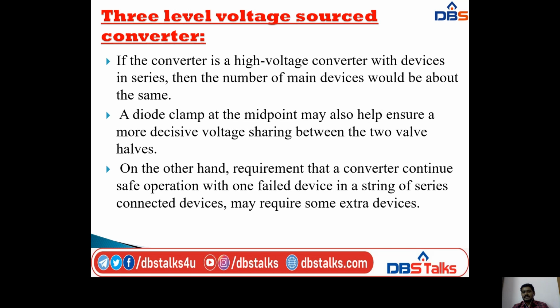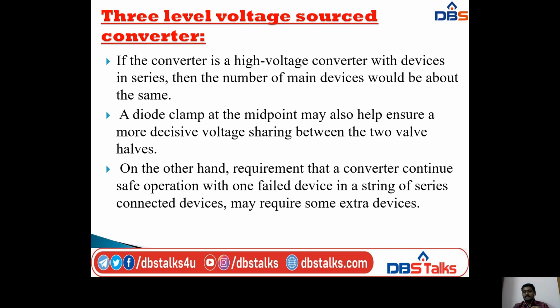Next, if we think that the converter is a high voltage converter with devices in series, then the number of main devices would be about the same. Whenever we take the converter as a high voltage converter with devices in series, the number of main devices would be about the same. And here we are using clamping diodes.